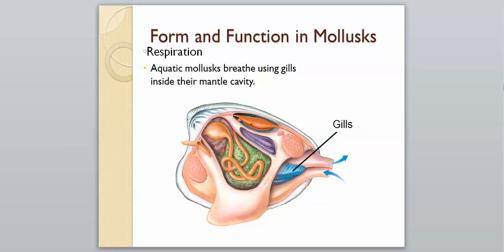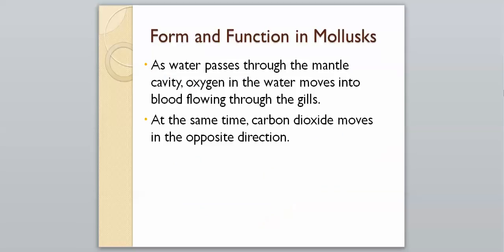And then in order to breathe, a lot of mollusks breathe using gills inside of their mantle cavity. Gills are, again, organs used to exchange gases underwater. As water passes through the mantle cavity, oxygen in the water moves into the blood flowing through the gills. So water comes in through the gills, they take out the oxygen and move it to the blood, and at the same time CO2 moves in the opposite direction. So as they're taking in the oxygen, they're getting rid of the CO2.